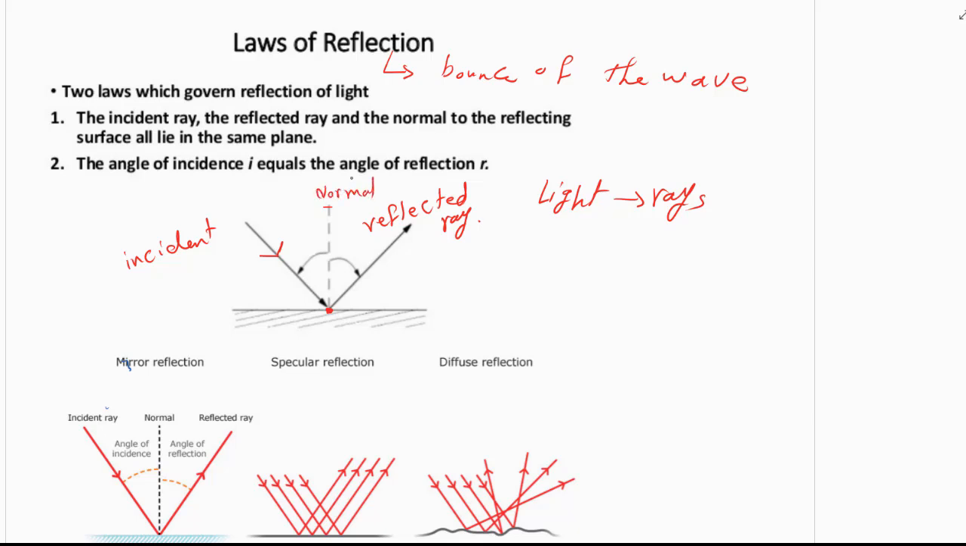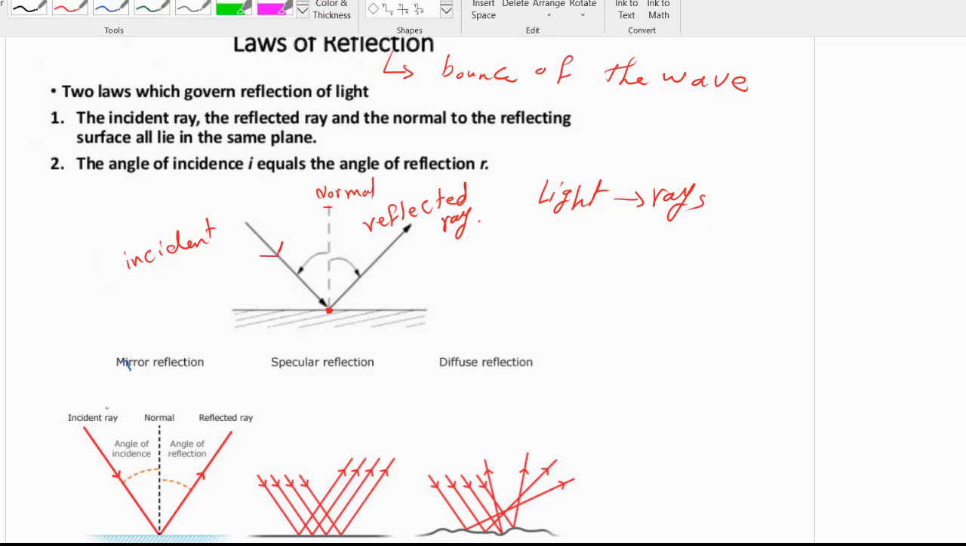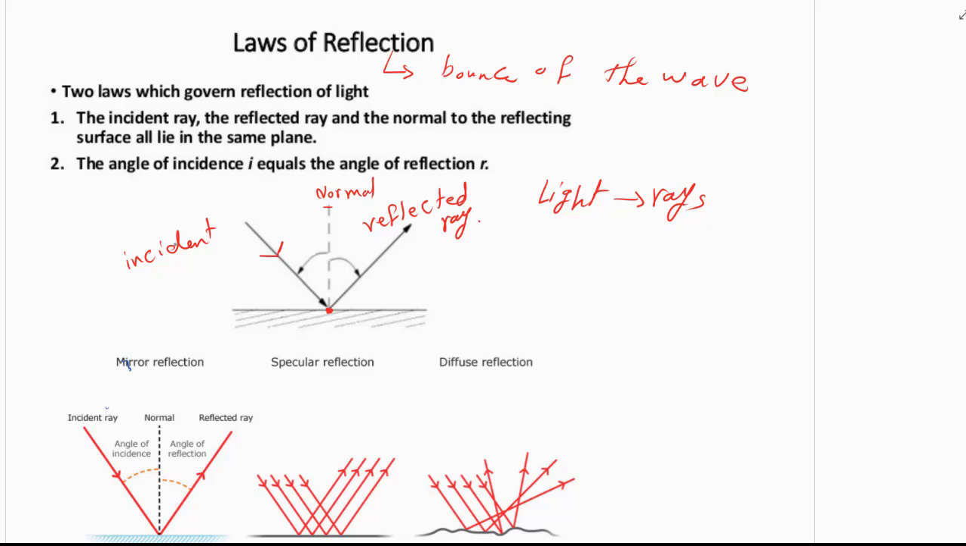In this situation, if at this point I make this imaginary line, which is called the normal, the normal is an imaginary line from the point of incidence, as you can see here, which is perpendicular to the reflecting surface. So this is the reflecting surface, like a mirror. At this point, the normal makes a right angle with the reflecting surface.